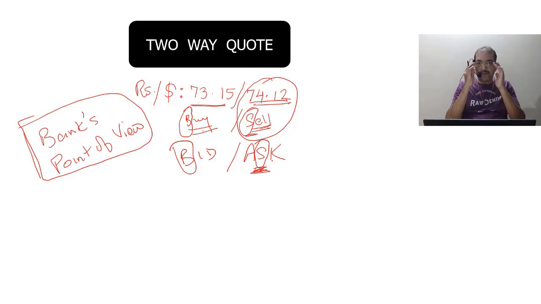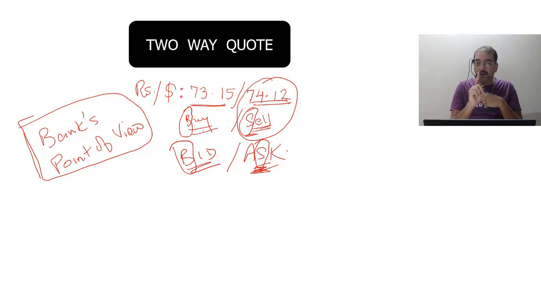I'm making it simple. So what is the two-way quote? The two-way quote means that the bank is going to give us two rates. And again, I come back to my format of writing. If two quotes are given, it is always to be written bid first, ask second. Always the bid rate should come first, the ask rate should come second.